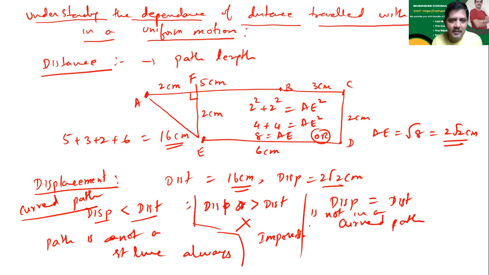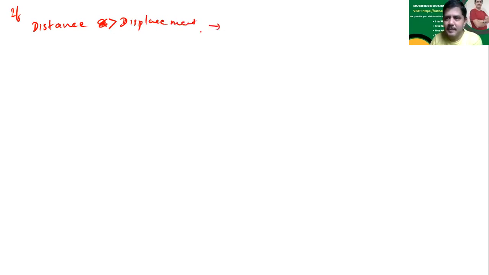Good. So we have understood what we mean by distance and displacement. Now let us move on to the next one. Let me just summarize. We can say that if distance is greater than displacement, that means the particle has moved in a curved path.